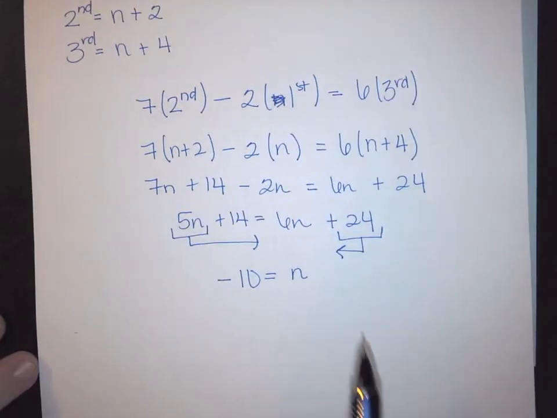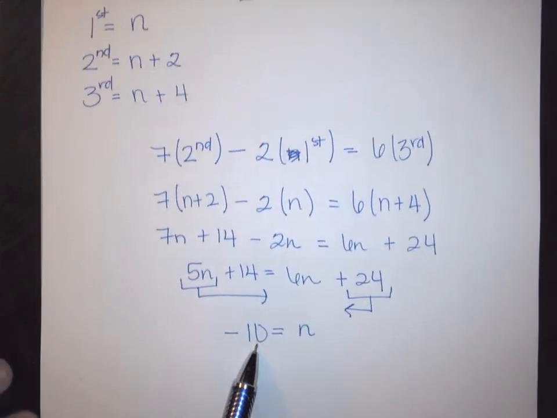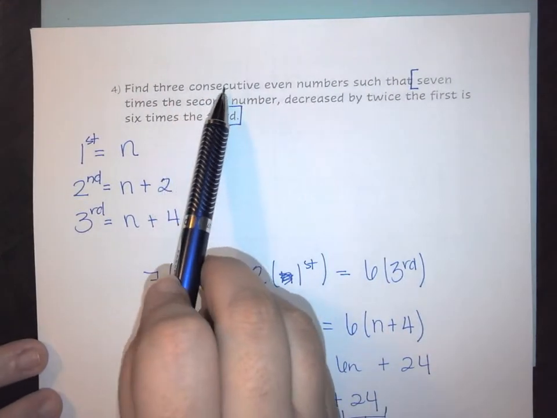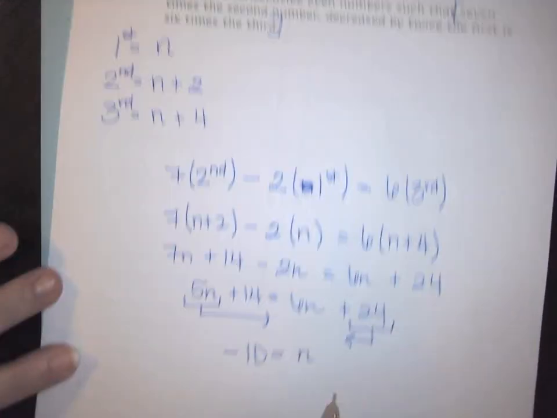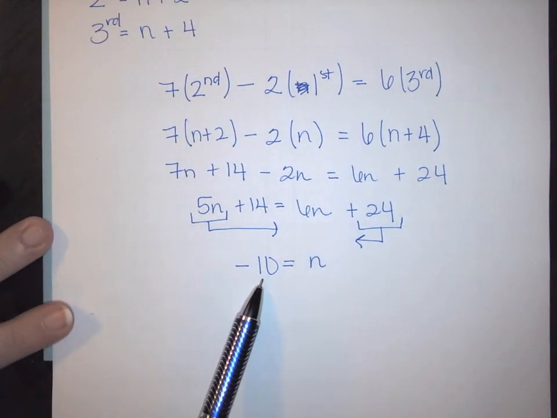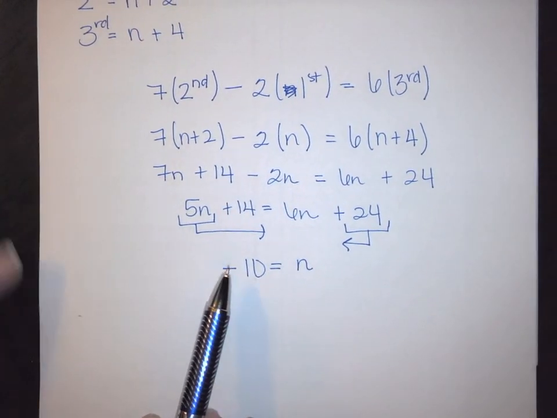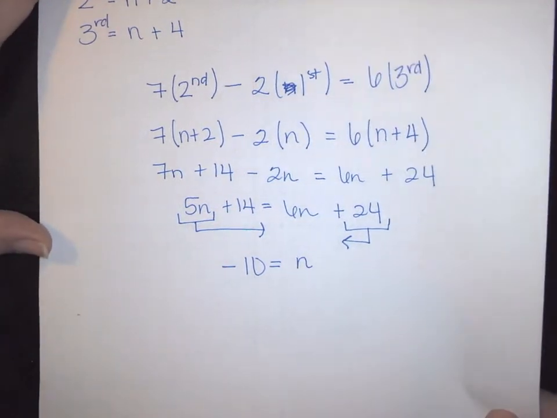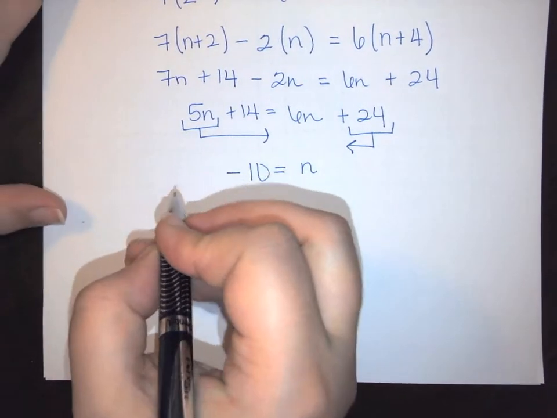So first and foremost, when I look at it, I have to look at my first solution and see if it follows the rule. So I want even numbers. It says nothing about if it has to be positive or negative, so I just simply look at the number itself. And is negative 10 even? Well, yes it is. Since we know it's even, I'm on the right track, so I can figure out what my other numbers are.